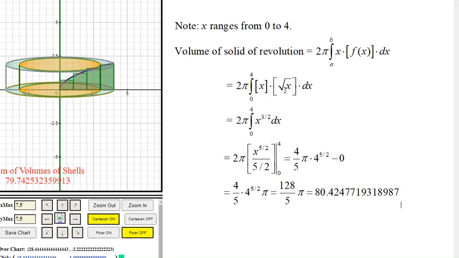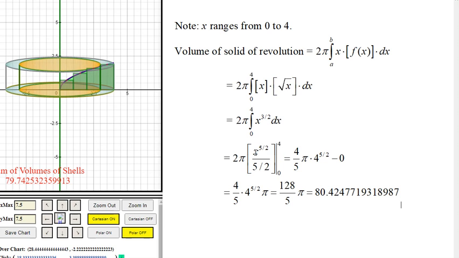Now the square root of x is x to the 1/2. x times x to the 1/2 is x to the 3/2. The antiderivative of x to the 3/2: add 1 to the exponent, so 3/2 plus 1 is 5/2, and then divide by 5/2. Dividing by 5/2 is the same as multiplying by 2/5. So 2 times 2/5 is 4/5, and then times pi.